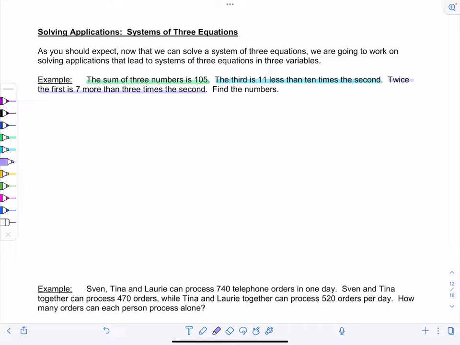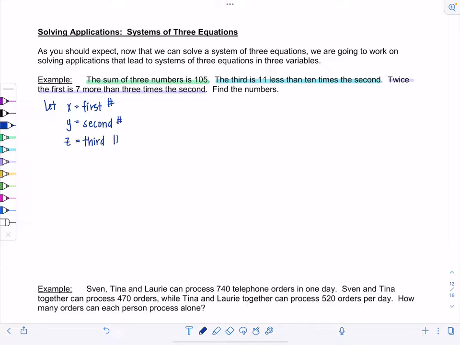So what are we going to represent our unknown quantities with? What variables? It already tells us right off the bat that we're trying to find three numbers, right? Find the numbers. So I like just keeping things really plain and simple, x, y, z. So let's just let x equal the first number. y can be the second number. And z is the third number.